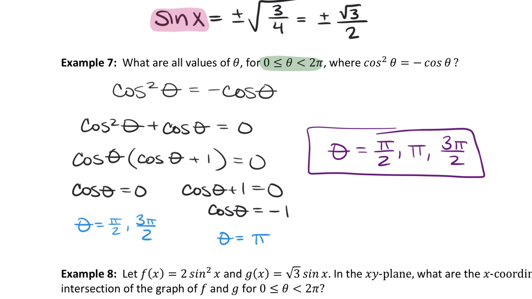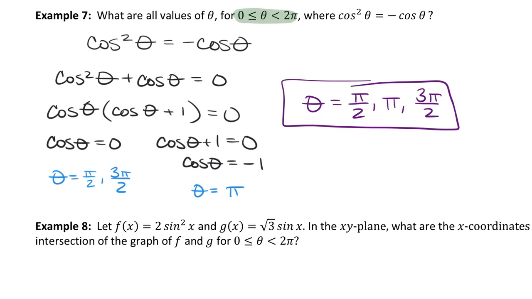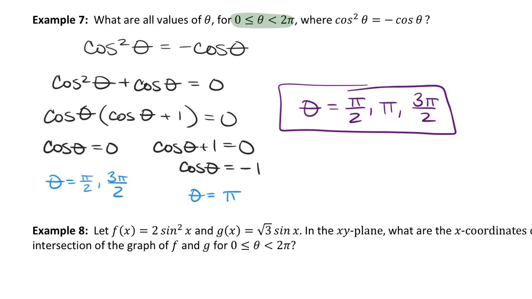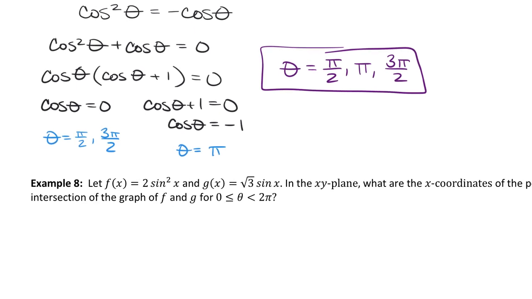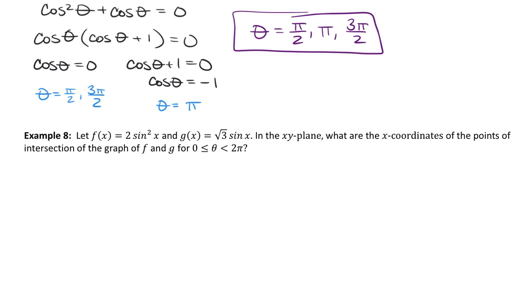Can we try another one? And by we, I mean you. I think we're ready. A lot of the same skills we did in number 7, you're going to use for number 8. Okay, just to read it for you once, it says let f of x equal 2 sine squared of x and g of x equal square root 3 sine of x. In the xy plane, what are the x coordinates of the points of intersection? Equal, we're going to equal them to each other. Of the graph of f and g between 0 and 2 pi. So are you going to need to write a general solution? No. I want you to try this one. You've got people around you to ask questions to. Let's give it a shot.